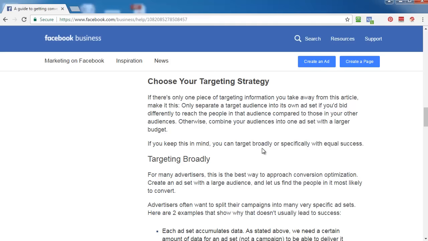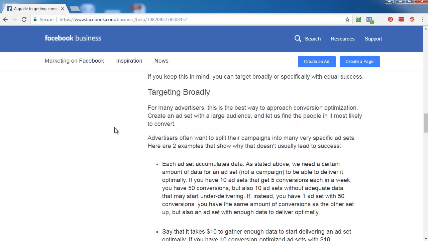Now, if you keep this in mind, you can target broadly or specifically with equal success. I don't really know what that means because it's one or the other. You're not going to have equal success. Anyway, targeting broadly, for many advertisers, is the best way to approach conversion optimization: create an ad set with a large audience and let us find the people in it most likely to convert. Okay, now we do know this, that they do like broad audiences because then they can actually dig through and they have a lot of options.